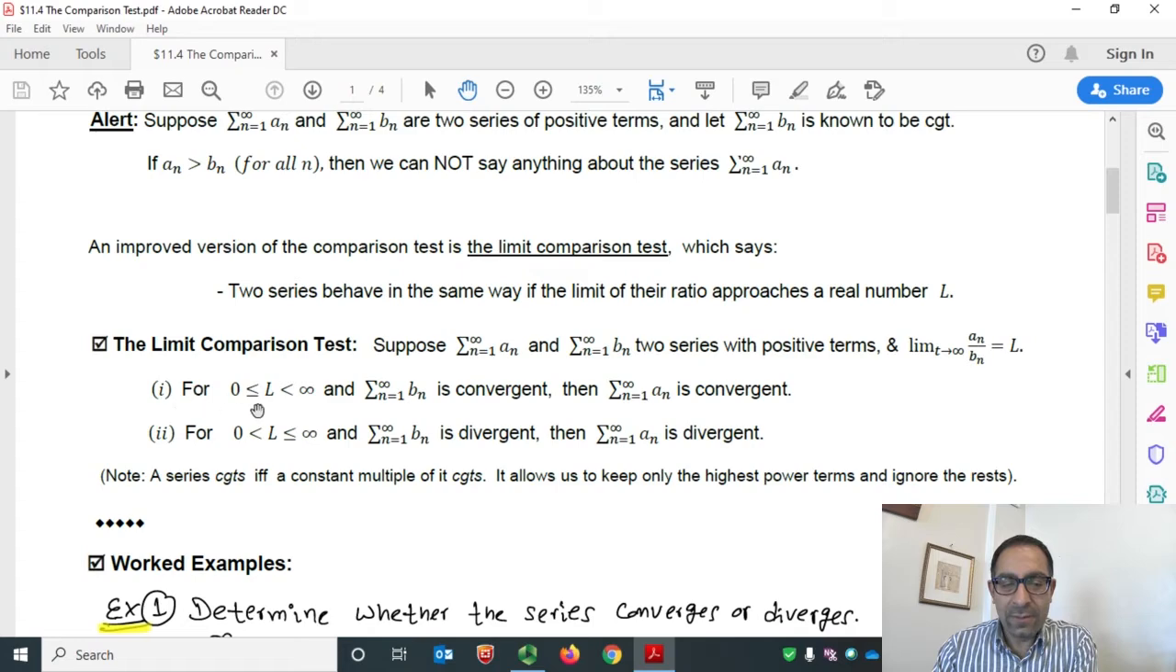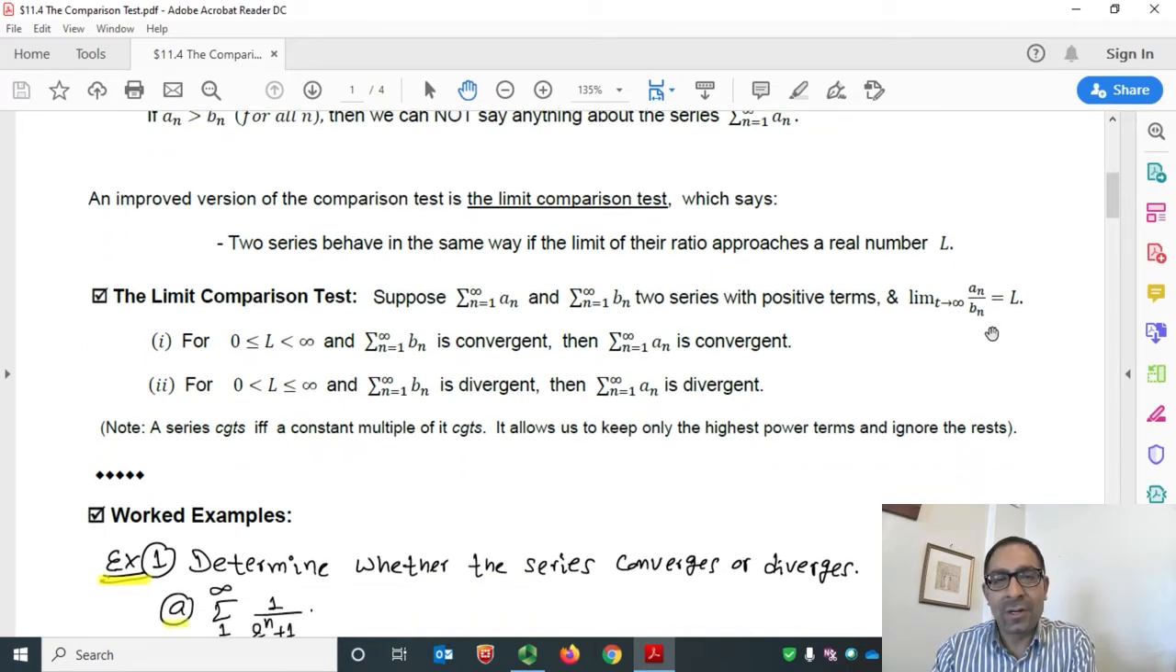That's the first case. For L between 0 and infinity, 1. If Bn is convergent, then An is convergent. 2. For L between 0 and infinity, if Bn is divergent, then series An is divergent. Great. So here we are focusing on our series and the denominator. Means if Bn is convergent, then An is convergent. If Bn is divergent, then An is divergent for those values of L. Awesome.